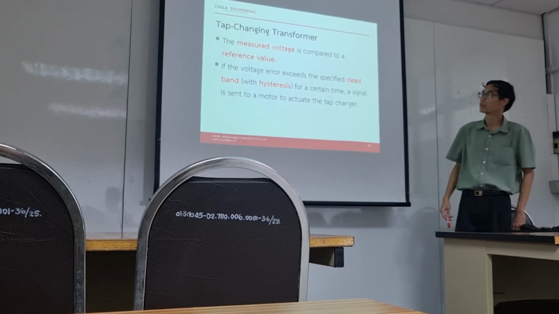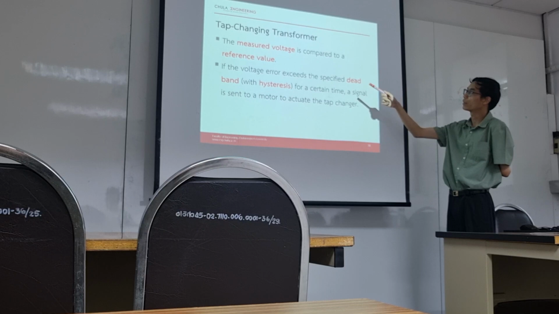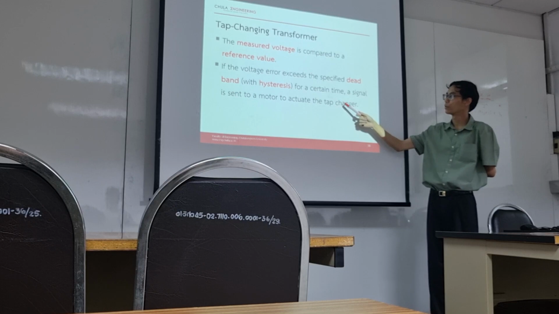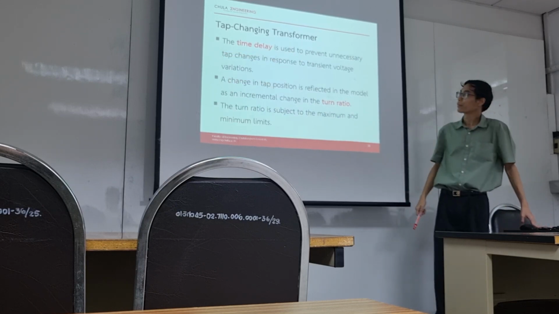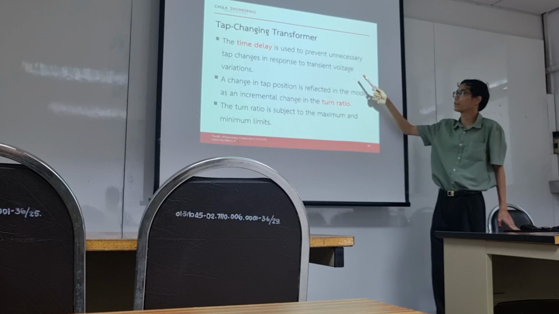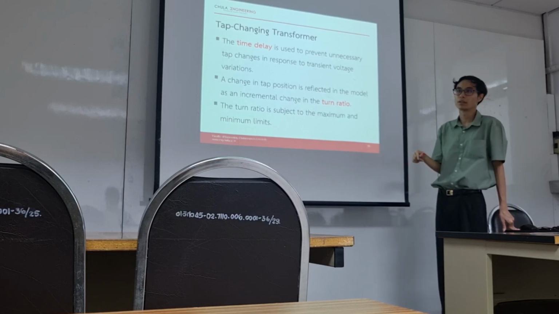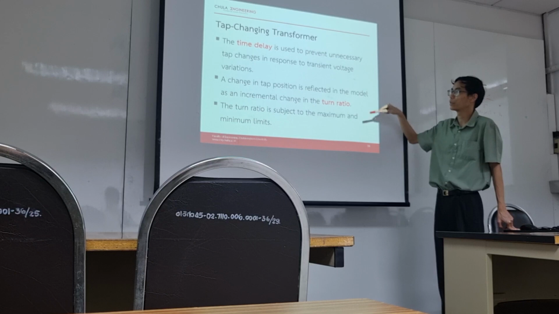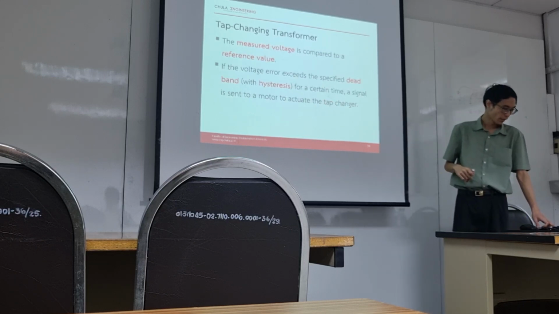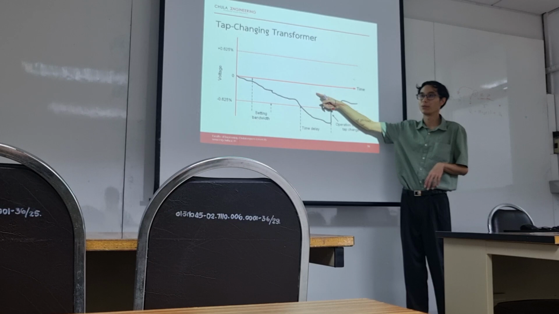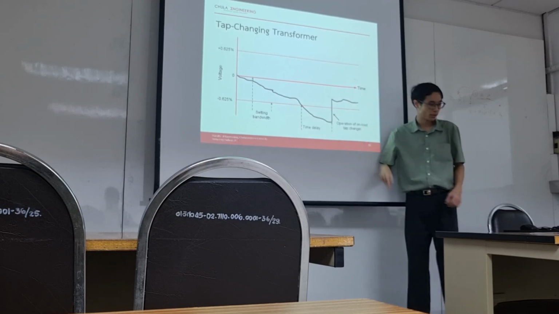Okay, this is for the line drop compensator. The measured voltage is compared with the reference, and if the voltage error exceeds the dead band, with some hysteresis, for a certain time, a signal is sent to a motor to actuate the tap changer. The time delay is used to prevent unnecessary tap change. Sometimes the voltage just goes up and down. If the voltage just drops here and then goes up, the transformer does not need to do anything, right? So the time delay is used to prevent something like that.